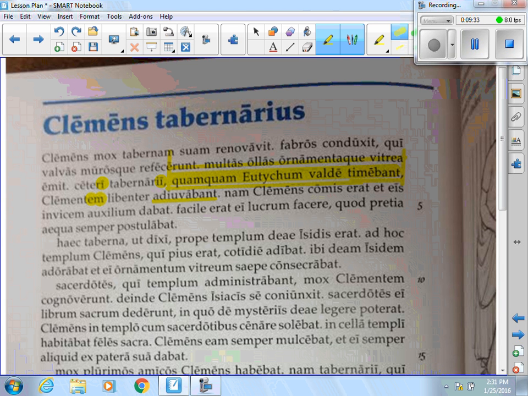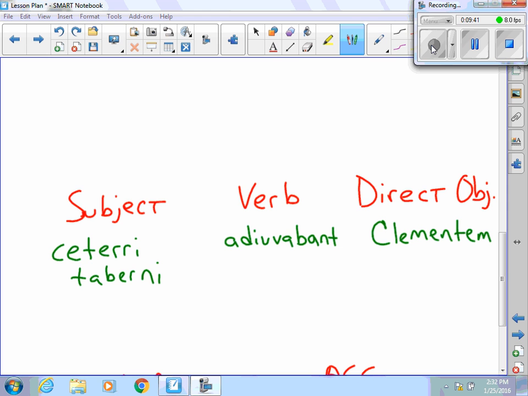Based off of those endings, you have to look at those endings. So let's put that together. What I end up with is the rest of the shopkeepers were helping Clemens. That's exactly what I did. I took those endings that I'm familiar with. I came up with a subject, a verb, and direct object. So I have the main clause. The rest of the shopkeepers were helping Clemens.